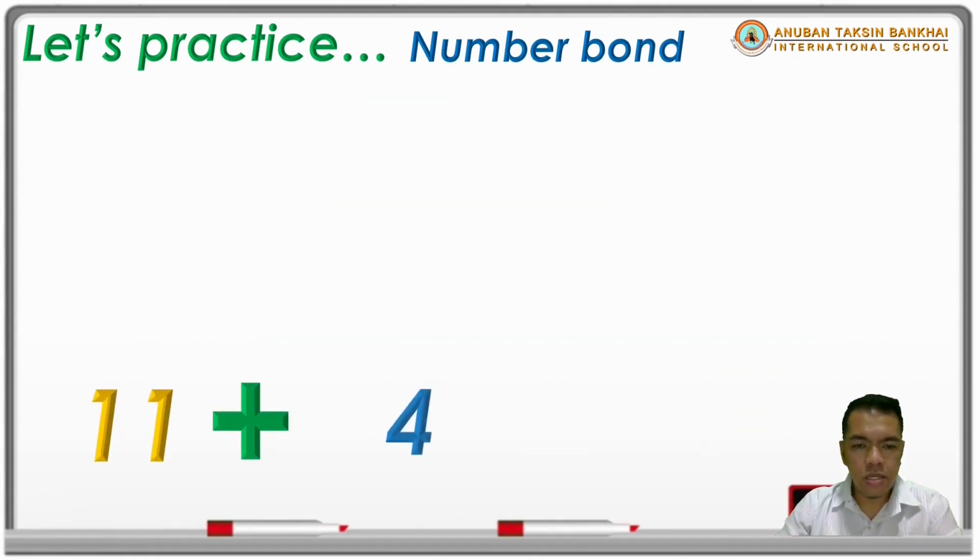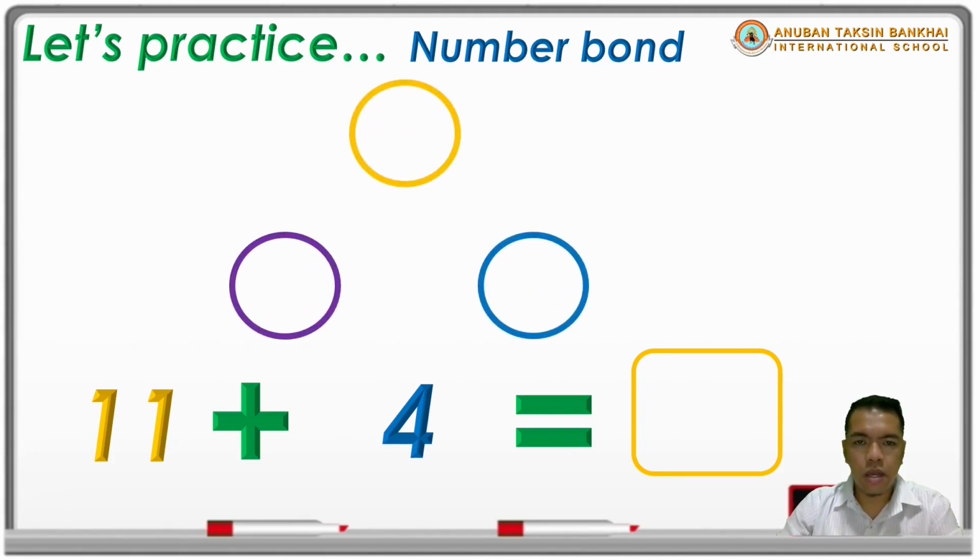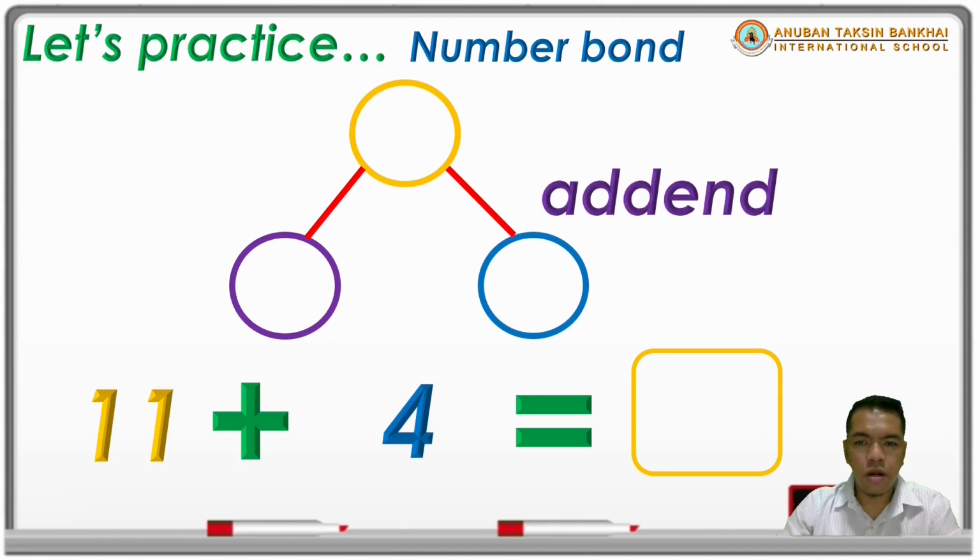11 plus 4 is equal to blank. Let's find our sum using number bond method. We have 2 parts and a whole with 2 lines. Let's find first our addend. What's our addend? Is it 11 or 4?